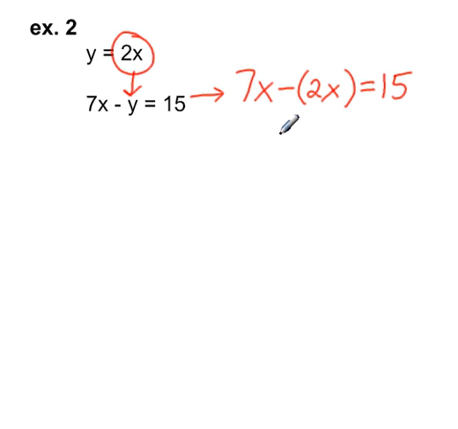And now we solve. 7x minus 2x is 5x. And when you divide both sides by 5, x is equal to 3. So I have one of my coordinates. Now I have to get the other one.